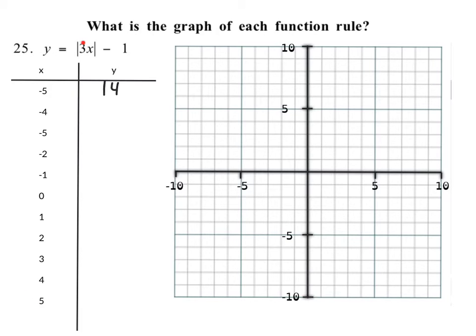Just to show you what's happening at 5. Well, if we multiply 3 times 5, we get 15. Absolute value of 15 is 15, minus 1 is 14. That also results in the same thing. Okay? If there was a plus or minus inside, that would change it. And we'll hopefully see that in another example later.